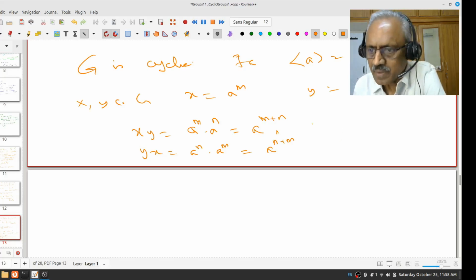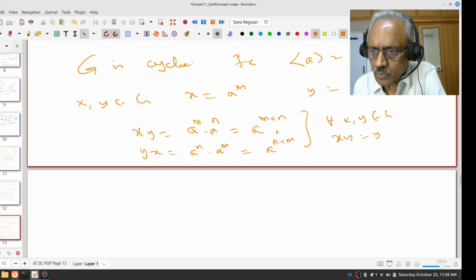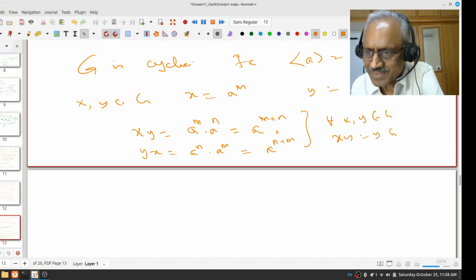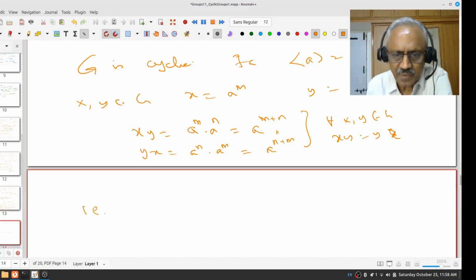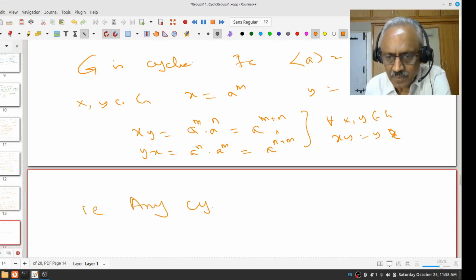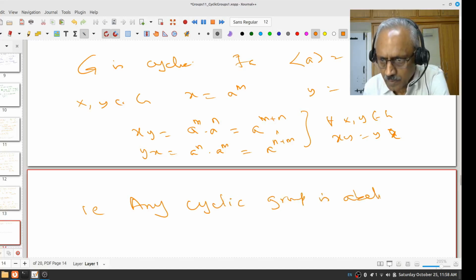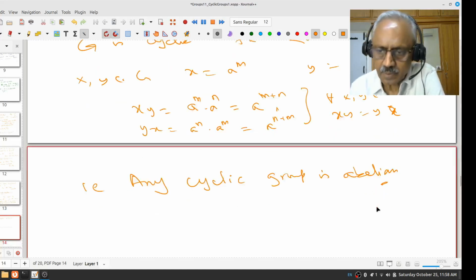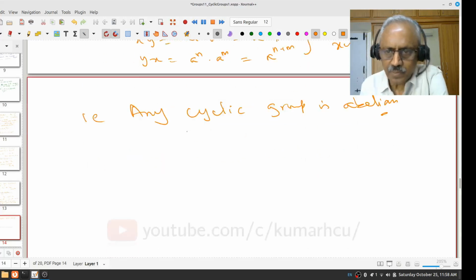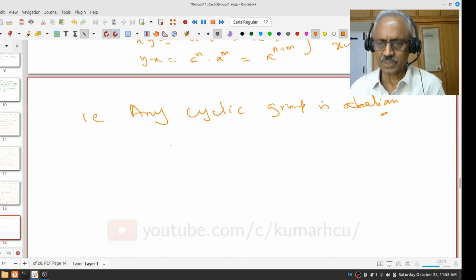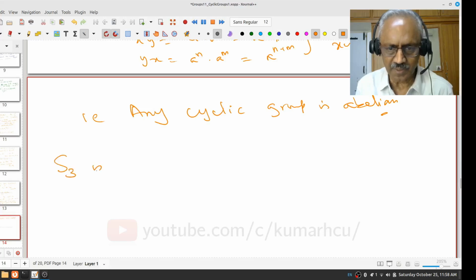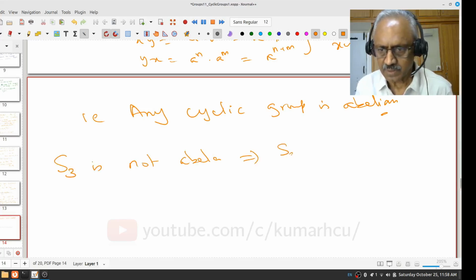That means for all X, Y in G, I have XY equal to YX. That is, any cyclic group is abelian. Therefore, to find a group which is not cyclic, I just have to produce a non-abelian group. Therefore, for example, S3 is non-abelian. And that means S3 is not cyclic.